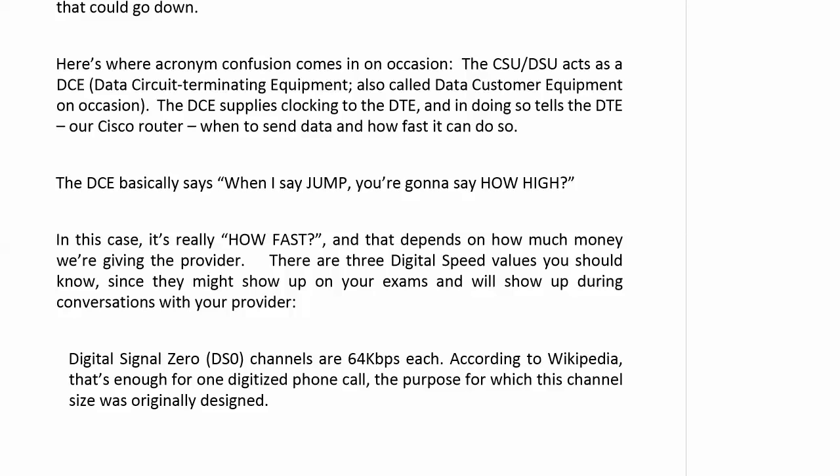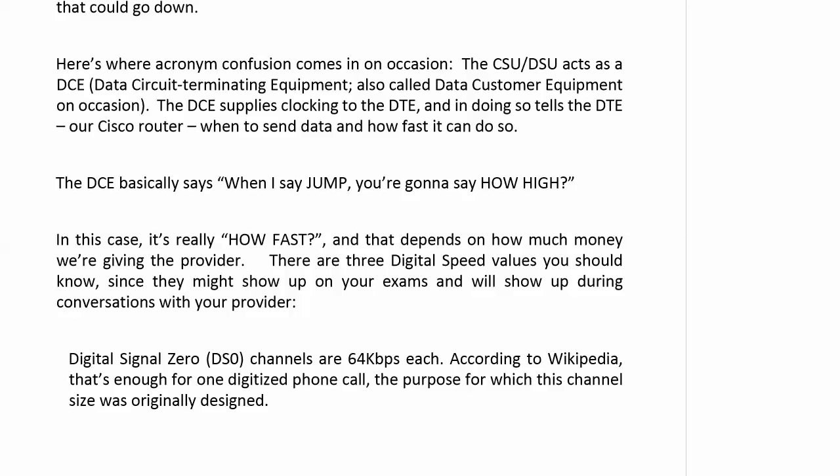The DCE gives a clock rate to the DTE, and in doing so, basically it's telling our router, our DTE, when to send data and how fast it can do so. So it's saying, when I say jump, you're going to say how high. Except it's really saying how fast. And of course, how fast just happens to depend on how much money we're giving the provider. Not talking badly about service providers, we all got to make a dollar, but that's just the way it is.